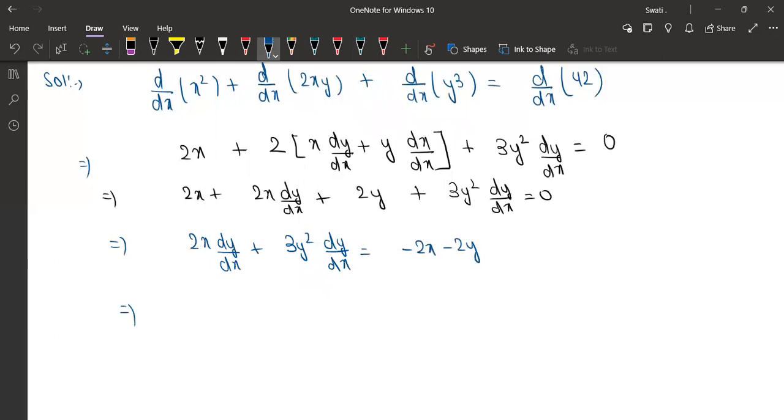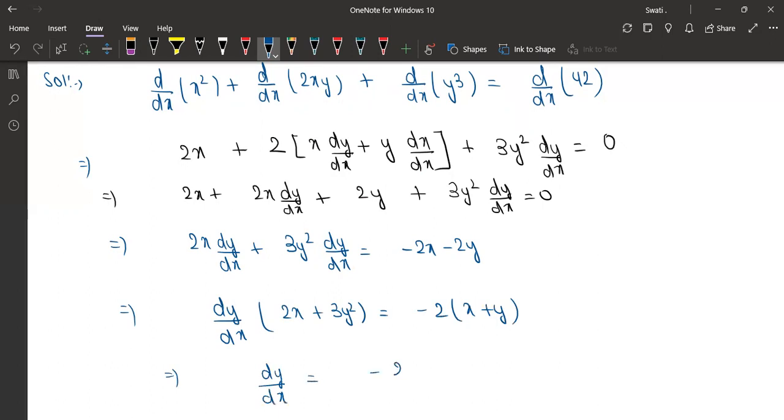Now if I take dy/dx common, inside the bracket we have 2x plus 3y square. Here if I take minus 2 common, I'm left with x plus y only. And now because we want to find the value of dy/dx, dy/dx is actually minus 2 times x plus y upon, of course, here it is getting multiplied, so if you shift it to the other side it will get divided, so 2x plus 3y squared, and that is our final answer.